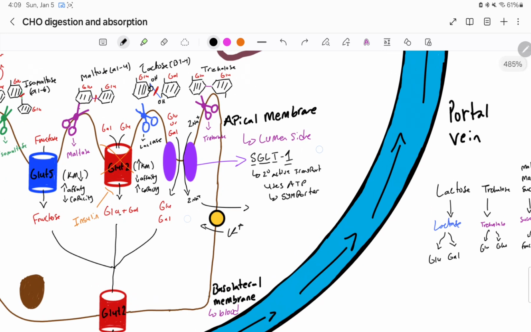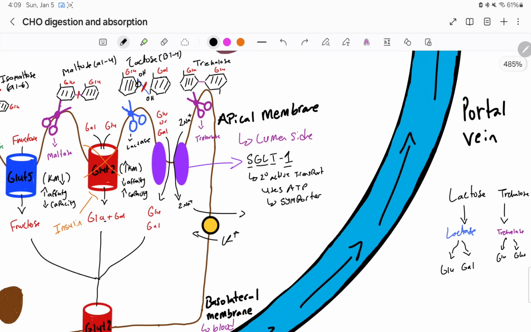What about the Km of this SGLT1? Is it high or low? Well, the SGLT1 is actually low. It has a low Km, meaning it has a high affinity for glucose or galactose. That makes sense because sodium, if you remember, has to bind here, and that increases the affinity for glucose and galactose. And it's also an active transport mechanism.